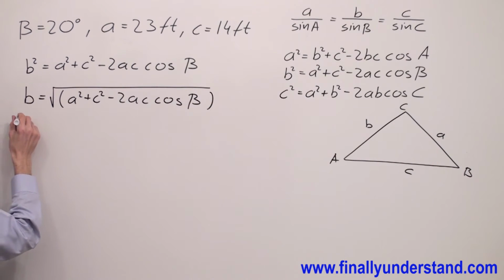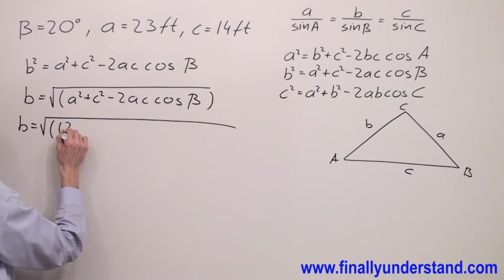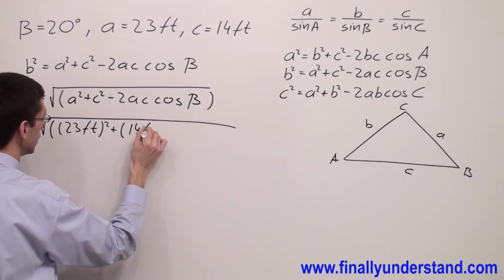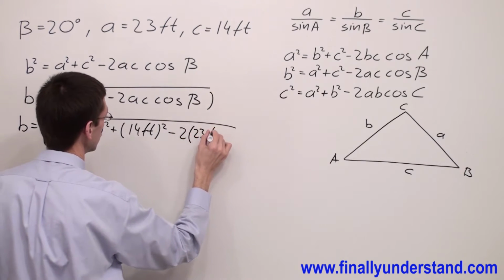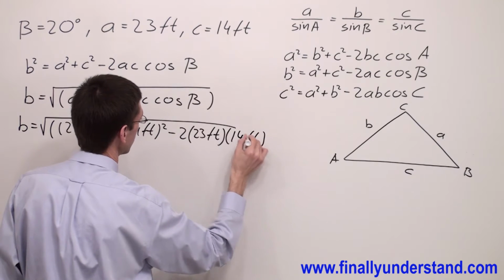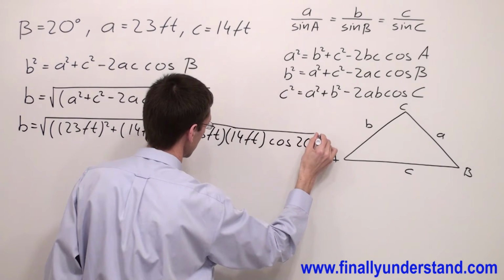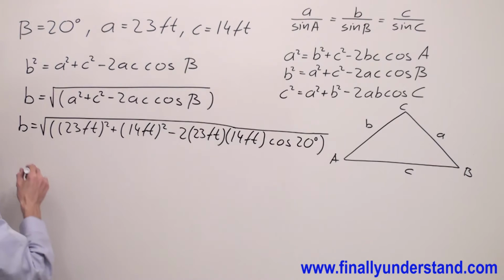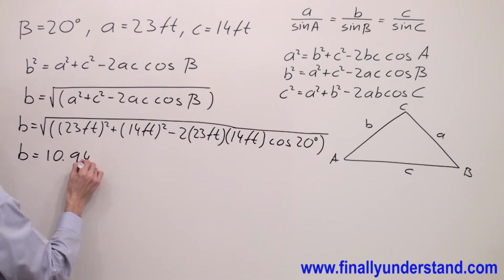Plug in the numbers, we have B is equal to the square root, open parenthesis, A is 23 feet squared plus C, which is equal to 14 feet squared, minus 2 times A, which is equal to 23 feet, times C, which is equal to 14 feet, cosine of angle B, which is 20 degrees. Close parenthesis. Plug these values into the calculator, and you're supposed to get B equals 10.94 feet.